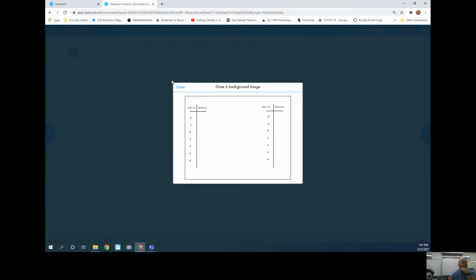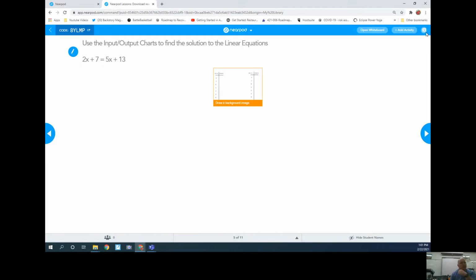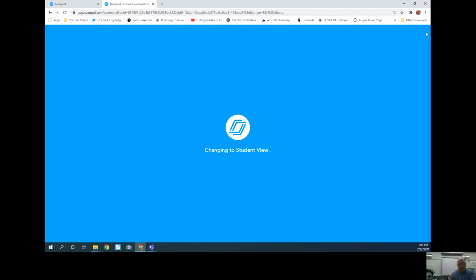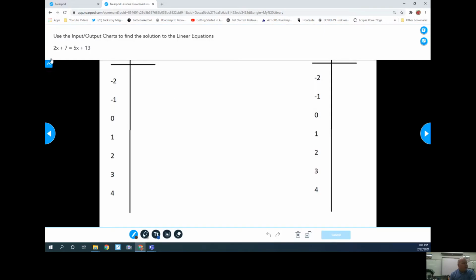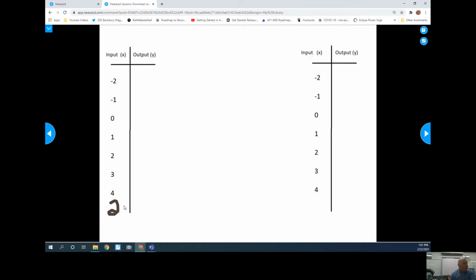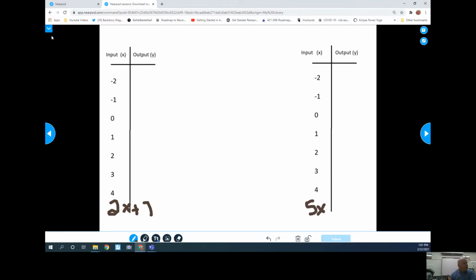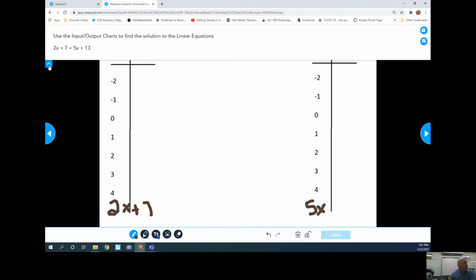But what we're going to be looking at is, let me switch my screen real quick to student view, and I'm going to go over just 2 examples of this, and then you'll have the rest of the period to work on that independent work that's posted there. So here we go. We have our 2x plus 7 and 5x plus 13. So I'm going to write in my 2x plus 7 and 5x plus 13.